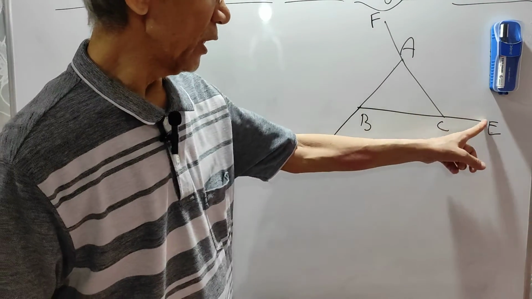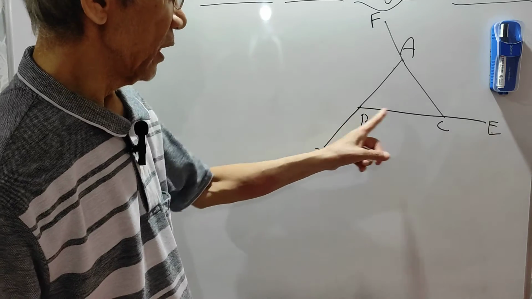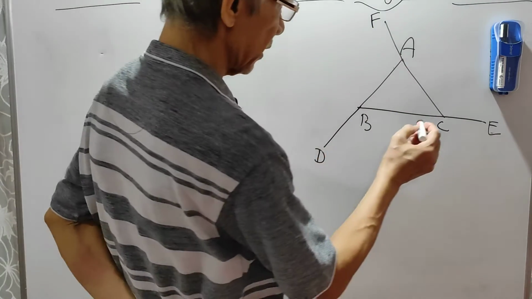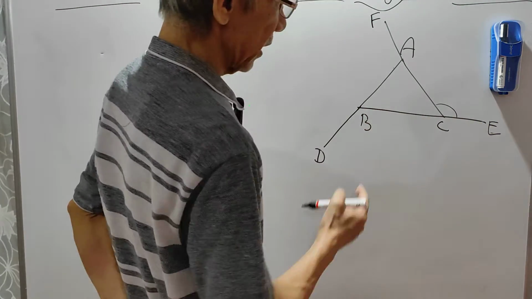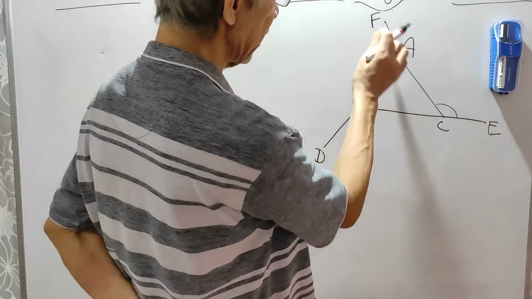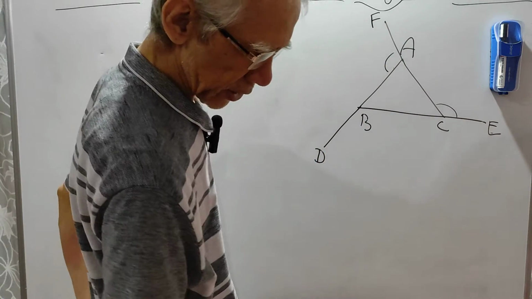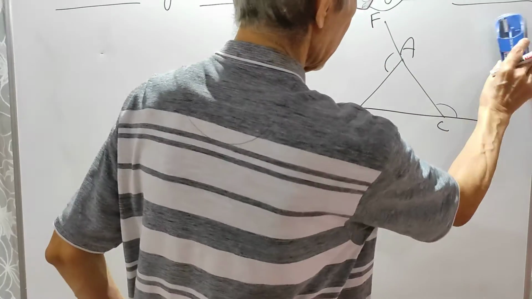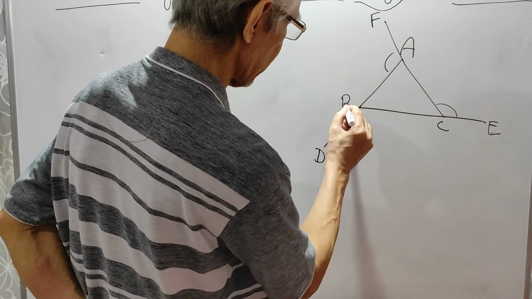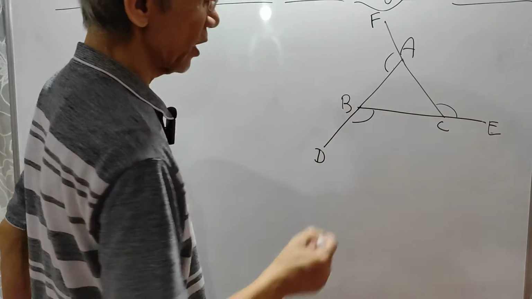BC is produced to E. AB is produced to D. And CA is produced to F. Now we get three external angles. This is one external angle, ACE. This is another external angle, BAF. And this is a third external angle, CBD. So these three are external angles.